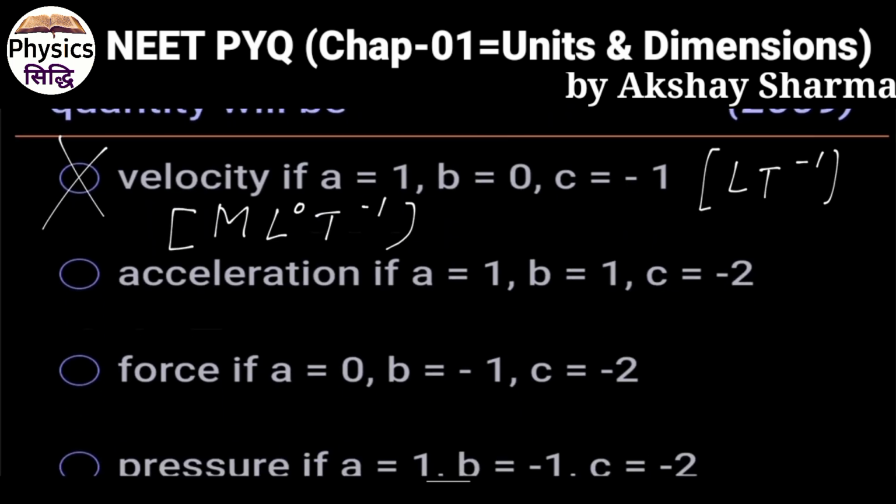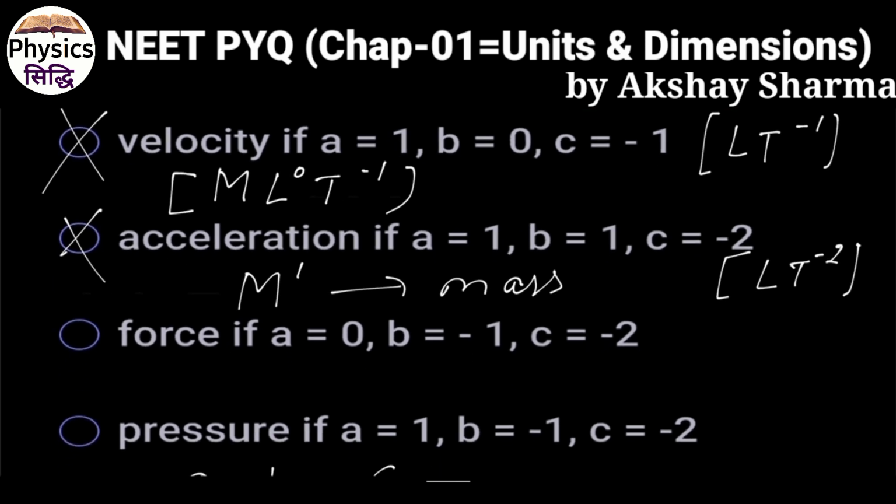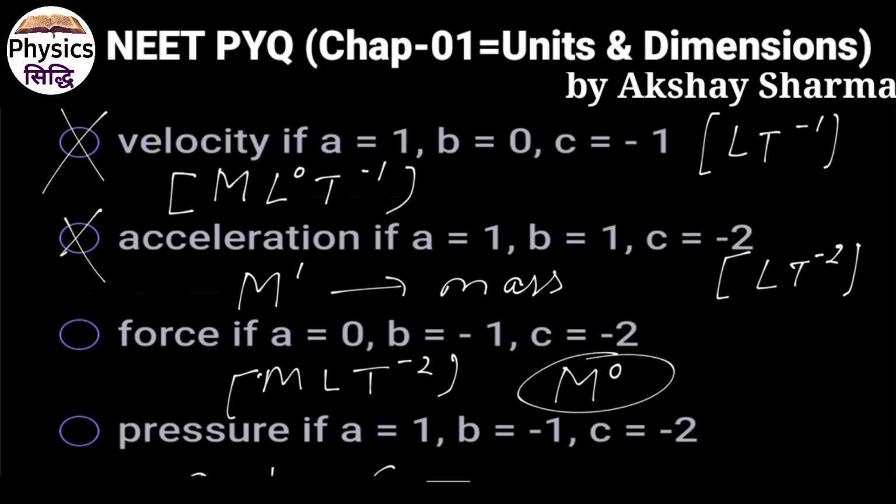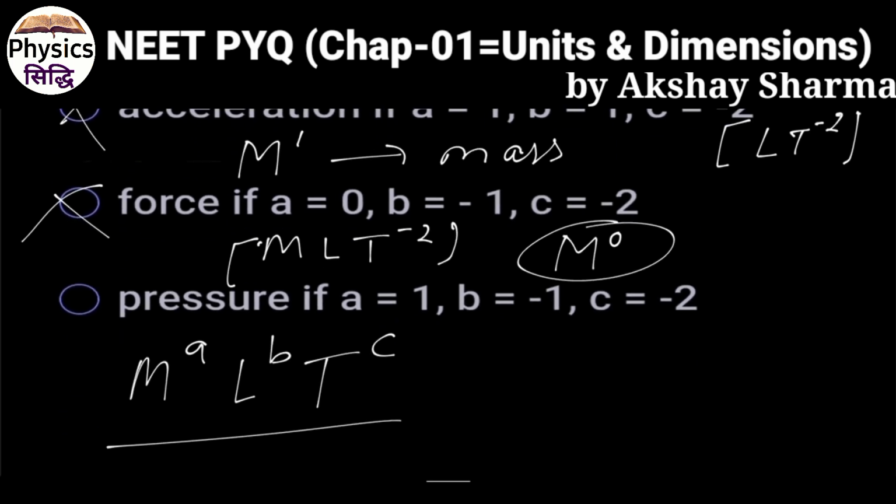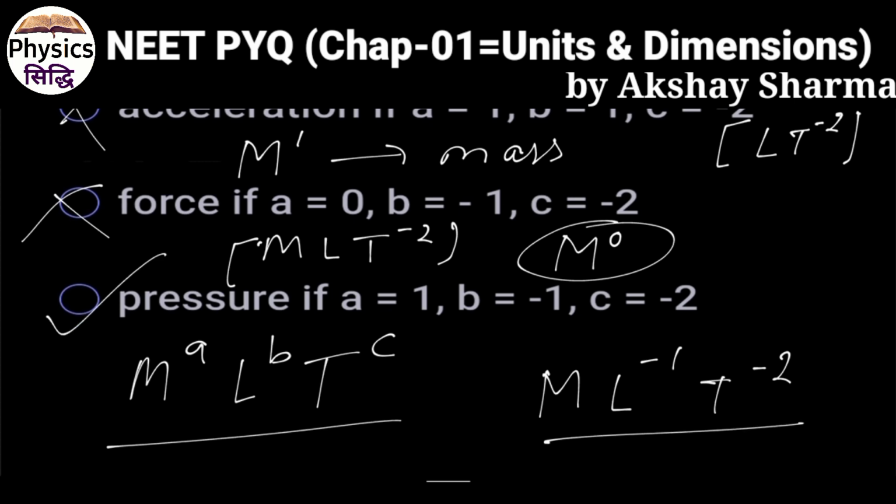Now next, M to the power a. First of all, you have to concentrate that M to the power a means mass is present. It means it will not be acceleration, because LT to the power minus 2 is the acceleration's dimension. Next, force. Force dimension is MLT minus 2. But in our case, a becomes 0, means M to the power 0, so it will not be satisfied. Then pressure, M L to the power minus 1 T to the power minus 2. So it will be the unit of pressure. Option D is correct.